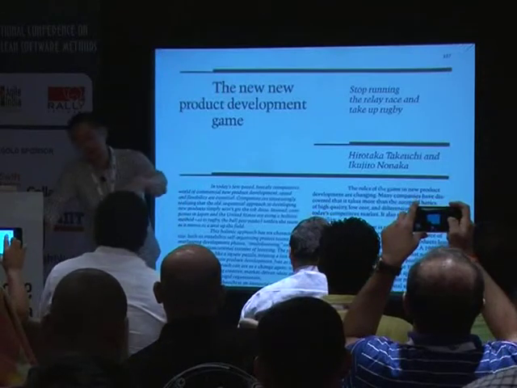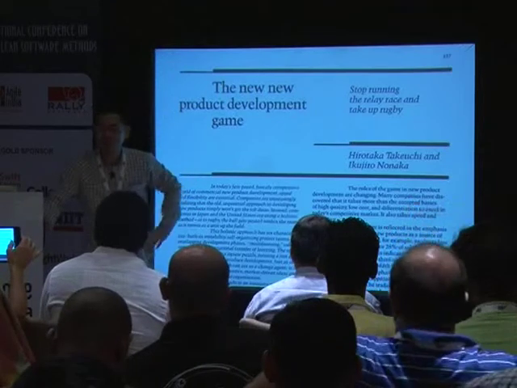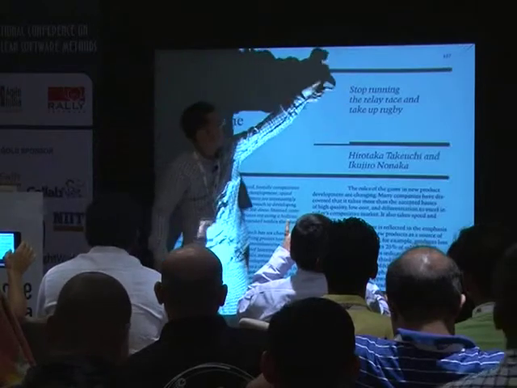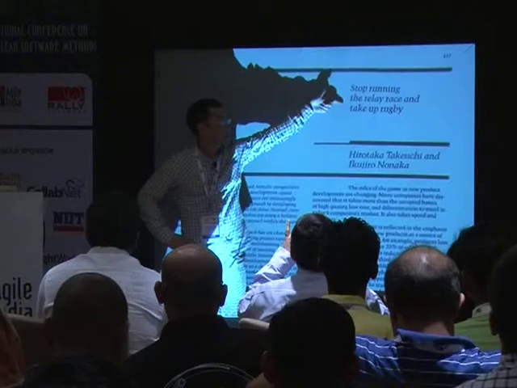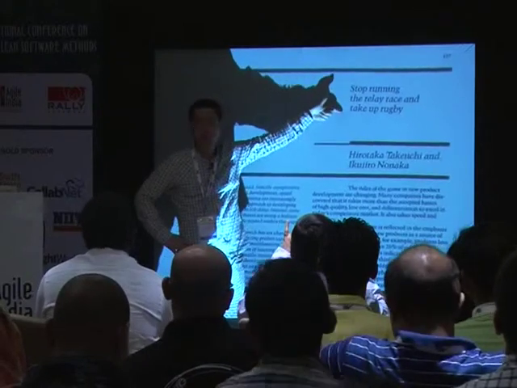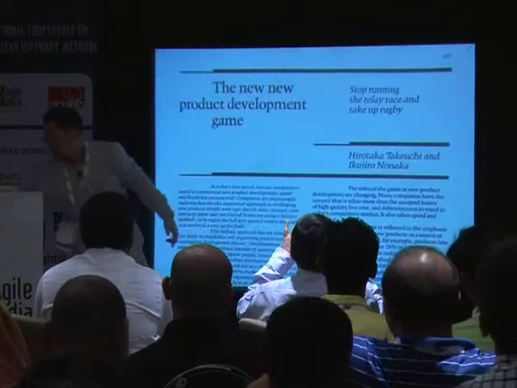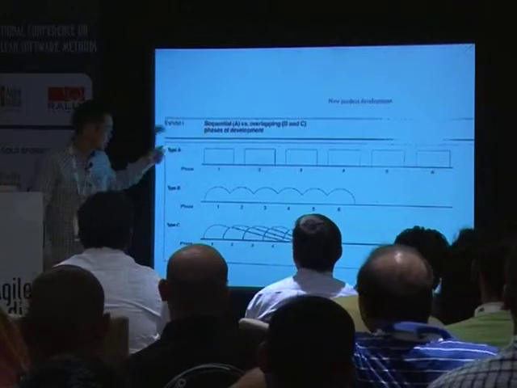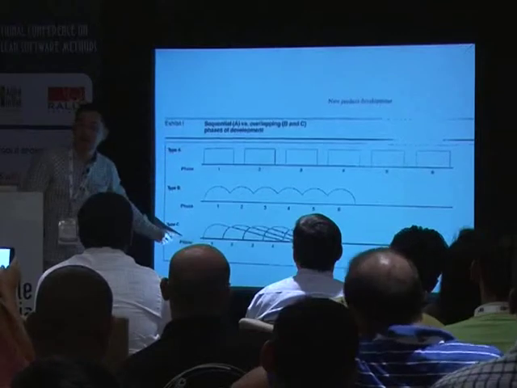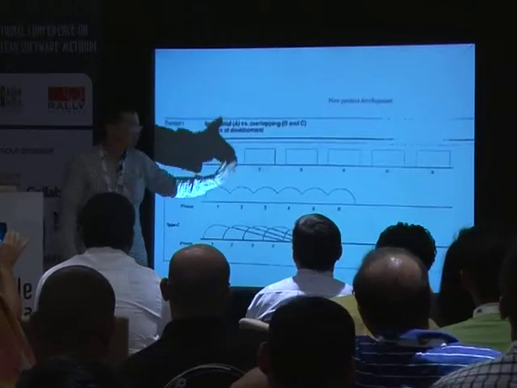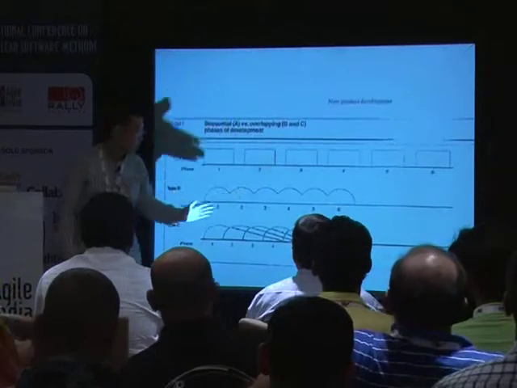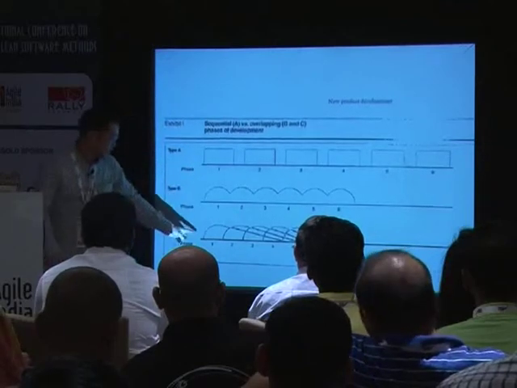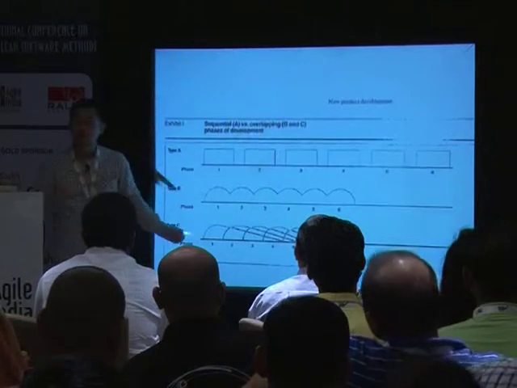Recently we are going down, but in the 80s, we were going so fast. So he described it to the world. That's his work. And here, you can see: Stop running the relay race and take up rugby. This picture is also from his paper. He studied NASA new product development, then Fuji Xerox and Honda, and he found that NASA's development is gate-phased. And Xerox has some overlapping area between the gates, and in Honda, those phases are almost merged into one.